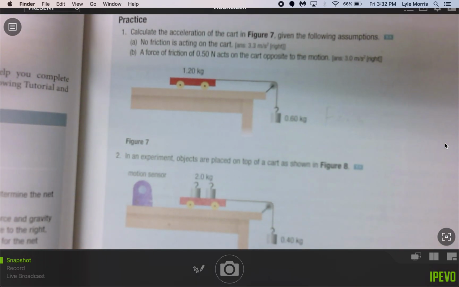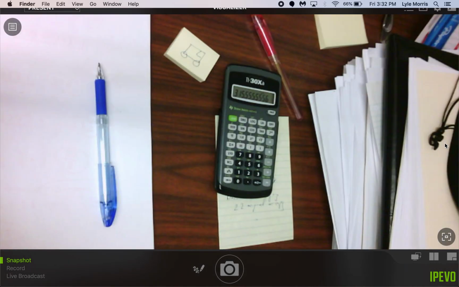Let's do the example. I'm hoping this makes sense. Clearly, I'm hoping.